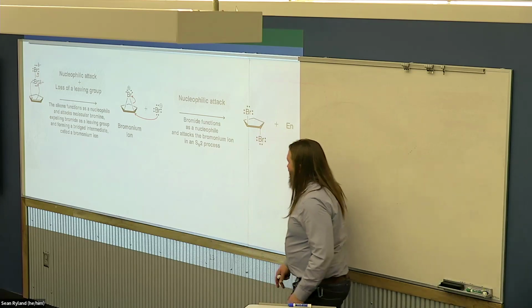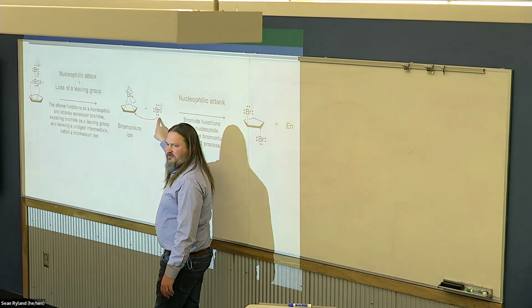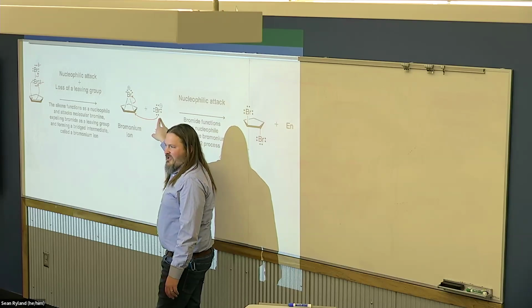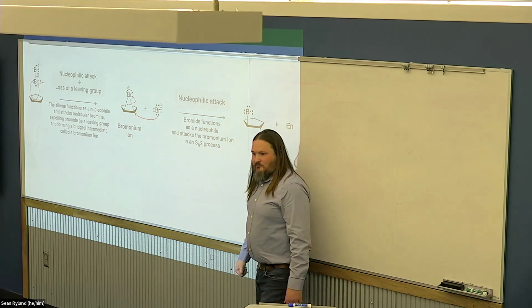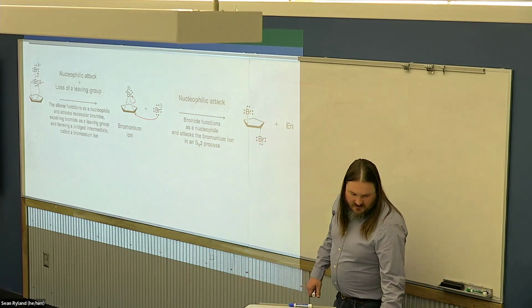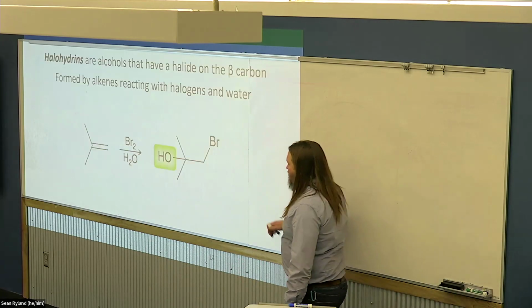Is there any reason why we couldn't replace this with a different nucleophile, just like oxymercuration? In oxymercuration, we replaced water with an alcohol. Or you can even replace it with an amine. Yeah. This is common enough that it actually has its own name.